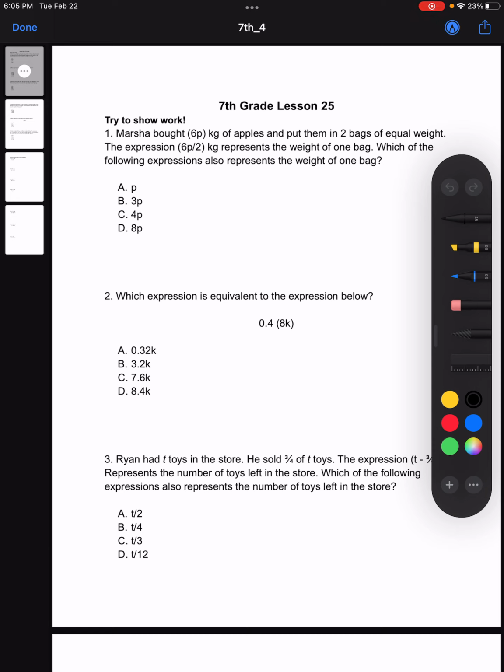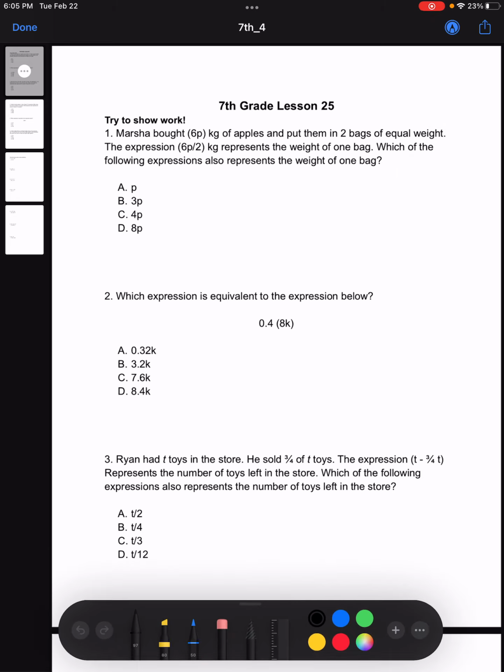Let's get started with number 1. Marsha bought 6p kilograms of apples and put them in 2 bags of equal weight. The expression 6p over 2 represents the weight of one bag. Which of the following expressions also represents the weight of the bag?